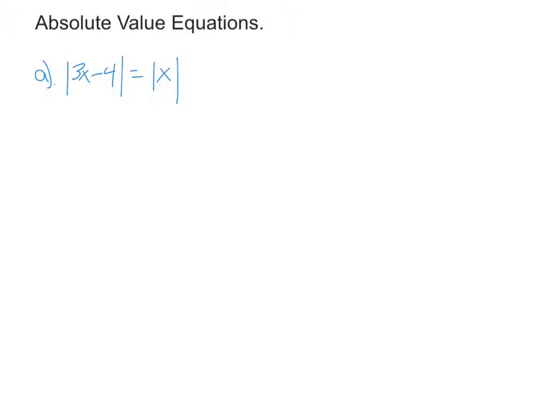But what we do here is we still split it. So when we split it, it looks like this. It's going to say 3x minus 4. That does not change. And then we're going to say it's equal to negative x. And then the other side is going to be 3x minus 4 equal to positive x.